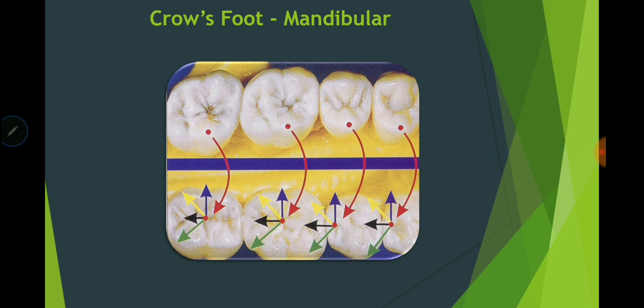On the lower it's the same thing, except for the black arrow here, which shows protrusion. The arrow shows that on the lower it's moving back, but remember the arrow is drawn on the mandible, so it means it's actually the opposite side, so it's moving to the front. So this is a protrusive movement. The black arrow represents protrusive movement.